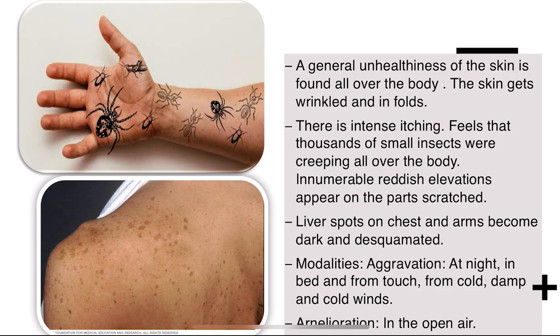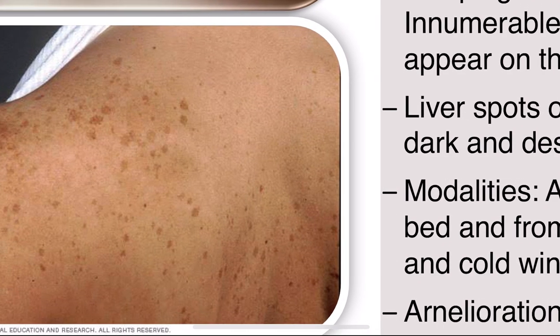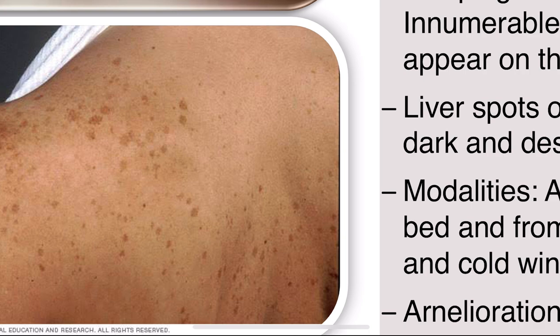And lastly, we have liver spots on the chest and the arms; they become dark and desquamated. These liver spots are not because of some pathology in your liver. The liver is absolutely fine. They occur when you get excess exposure to sunlight, UV rays or some radiations. So in cases of liver spots, we can think of Mezereum. If the other symptoms match, it could be a wonderful remedy.